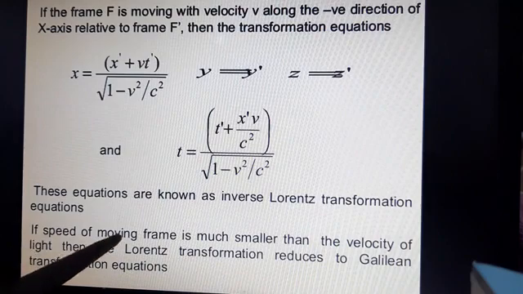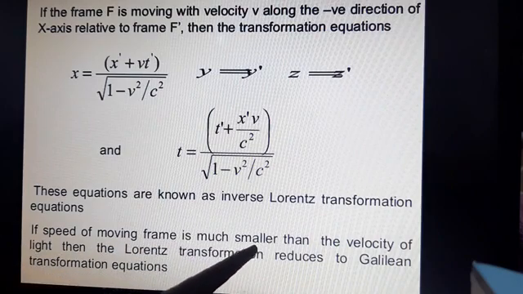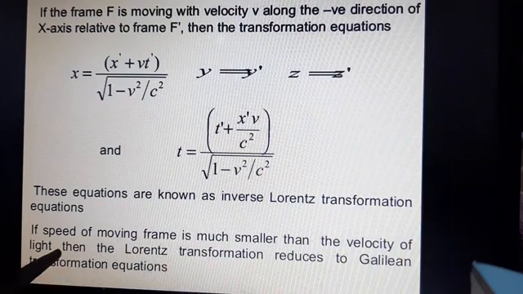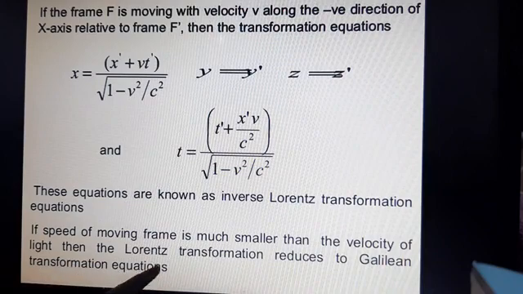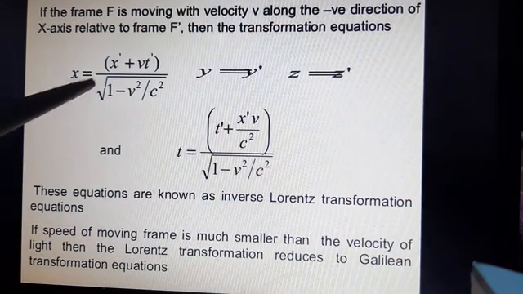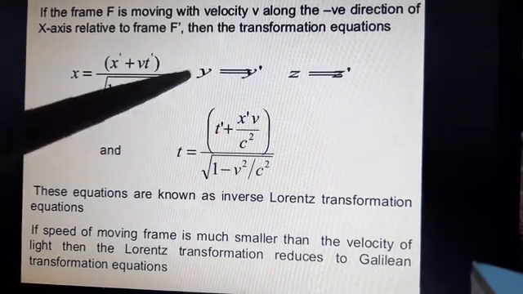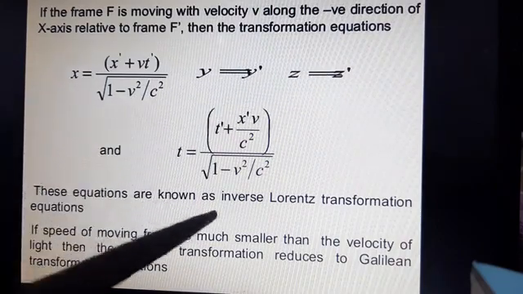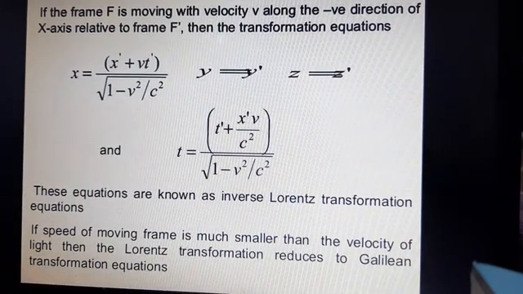If the speed of the moving frame is much smaller than the velocity of light, then the Lorentz equations reduce to Galilean transformation equations. That is, if we put the value of v equal to 0 in these equations, then x becomes x dash, y becomes y dash, z becomes z dash. Similarly, we will get the Galilean transformation equations.